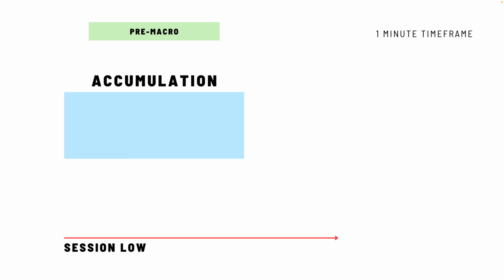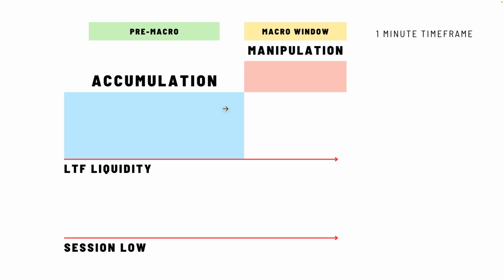So essentially, the thinking behind this is that we want to wait for the algorithm to be told that list of instructions during that macro window. And that's when we want to see the market start to manipulate, as we'll see in a second, and offer us our setup. So we don't want to see a bunch of volatility before the macro window for the best case scenarios. We want to see that accumulation pre-macro. And then as we enter that macro window, we want to see that manipulation take place.